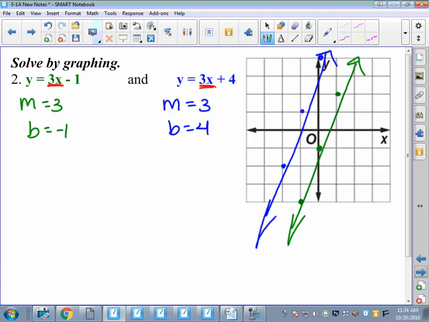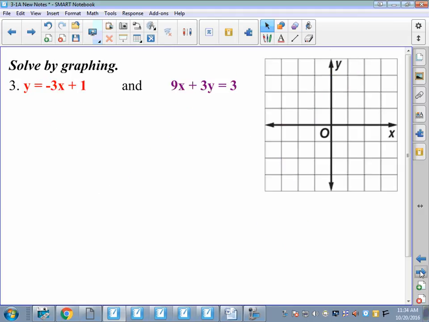So the graph is your work. Your graph is your justification that your answer is no solution here. If you just write down no solution without the graph, I don't know how to verify that. Were you guessing? I don't know how you got that answer. So the graph is your work. It supports your answer. All right, next problem.